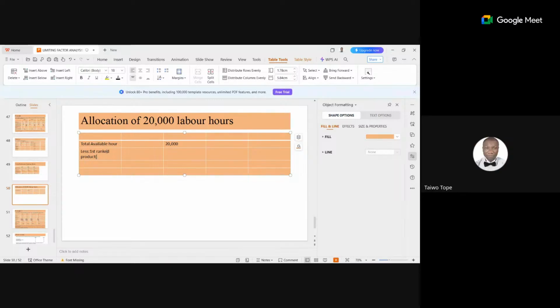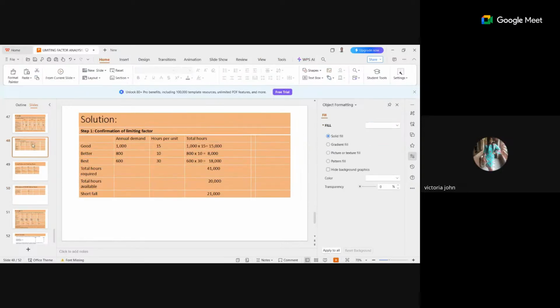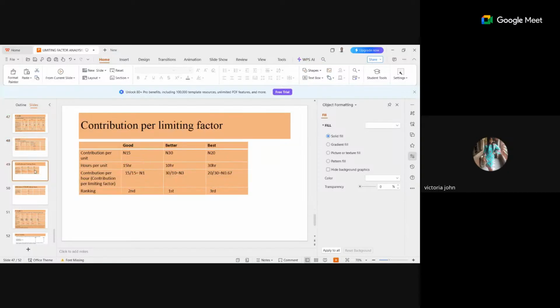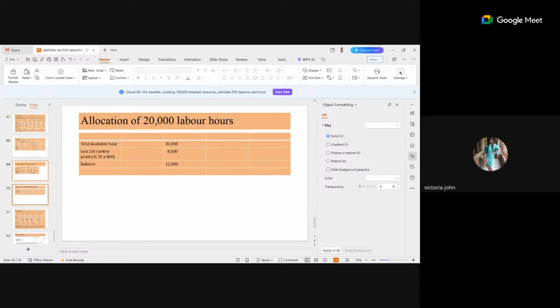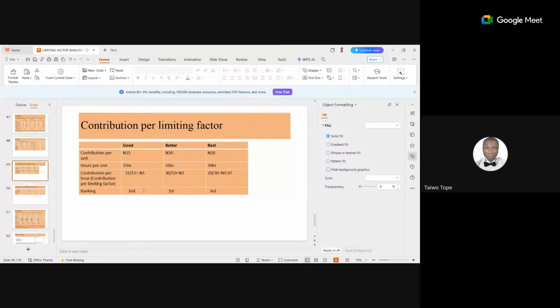And the first rank product will be what? The total hours, 10 multiplied by 800, we have it as 8,000. So the balance will be what now? 12,000. The balance will be 12,000. So which is ranking next? Good. So good is ranking next.